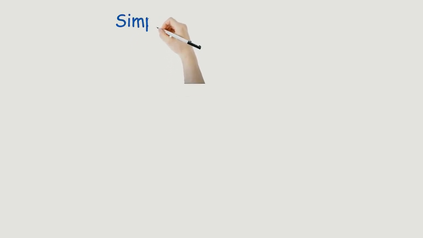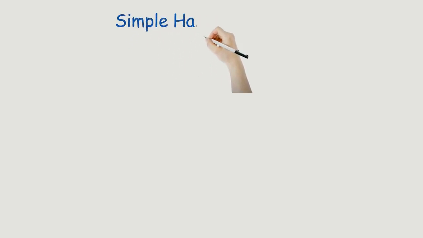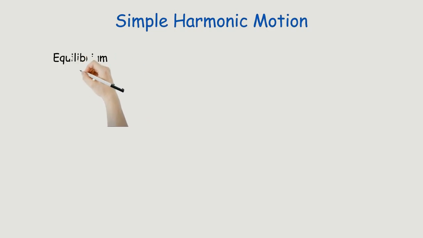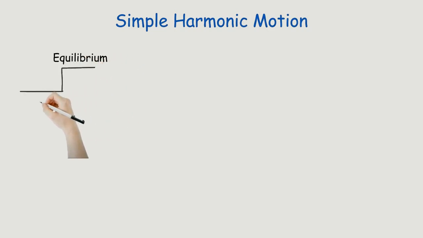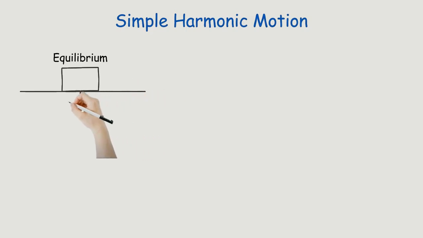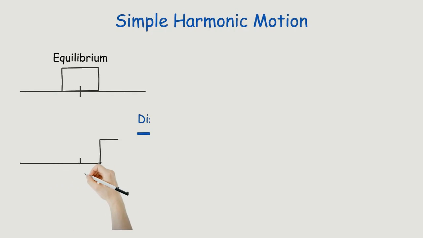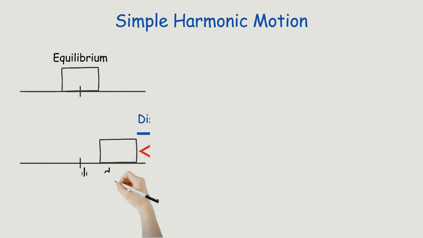Simple harmonic motion is a very specific kind of back and forth motion. Not all repeating motion counts. What makes motion simple harmonic is one rule. When an object is displaced from its resting position, it accelerates back toward that position, and the further it's displaced, the stronger that pullback is. That resting position is called equilibrium.